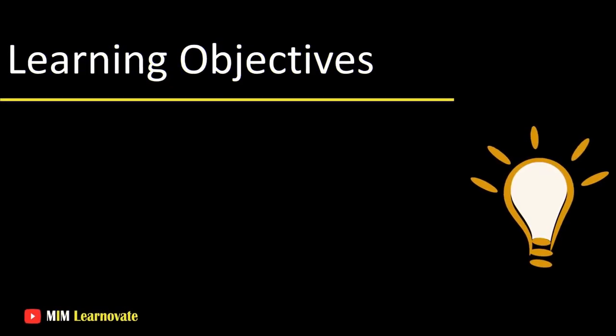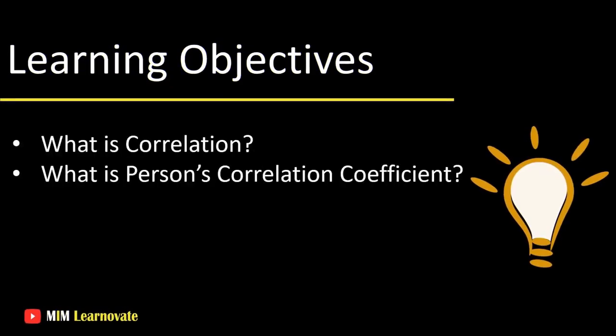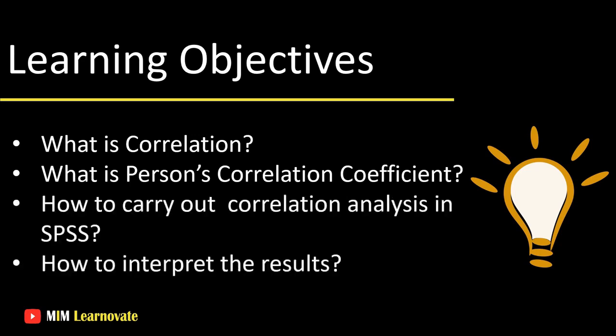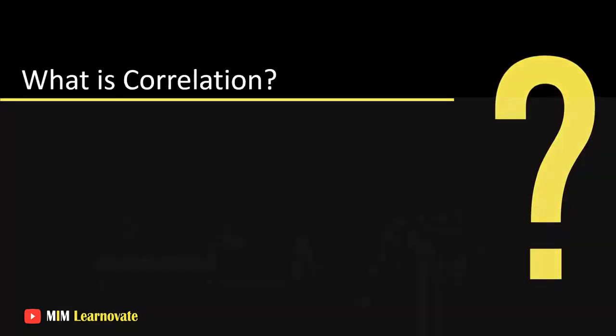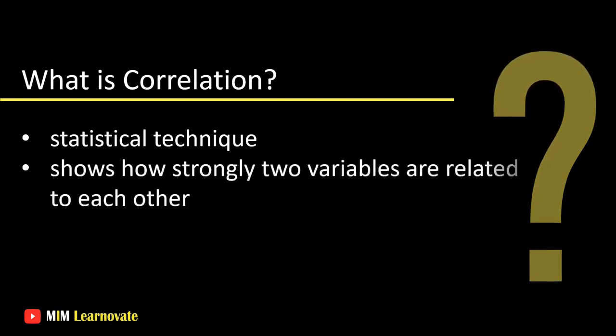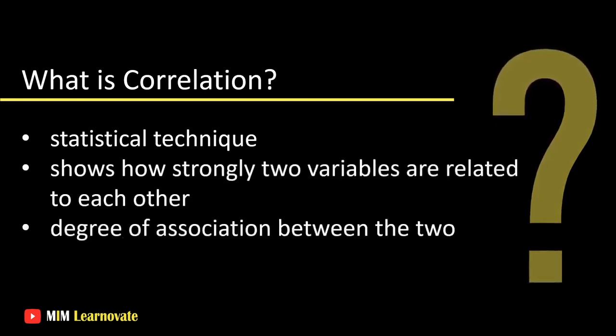You will learn what is correlation, what is Pearson's correlation coefficient, how to carry out correlation analysis in SPSS, and how to interpret the results. Correlation is a statistical technique that shows how strongly two variables are related to each other, or the degree of association between the two.